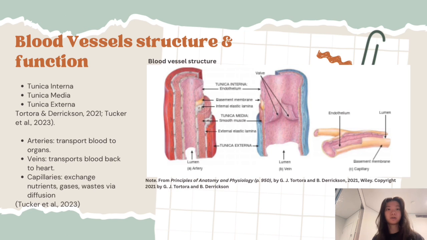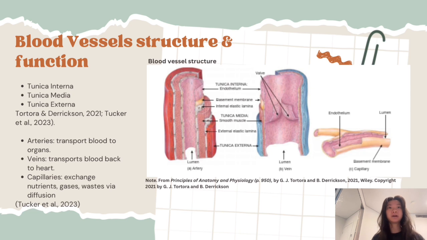So the structure of a blood vessel, they're actually located throughout the entire body, and they are arteries, arterioles, capillaries, veins, and venules. They have three layers. From innermost to outermost, we have the tunica interna. It is an epithelial inner lining for a smooth pathway for blood to flow.